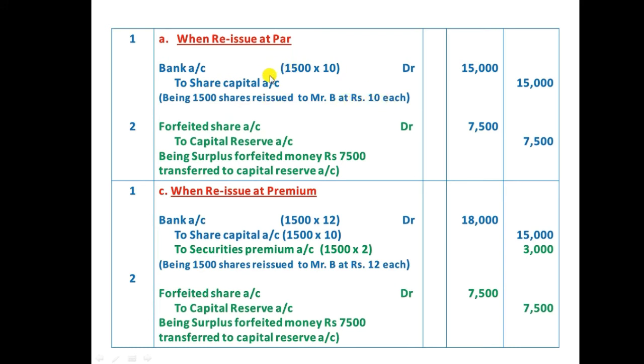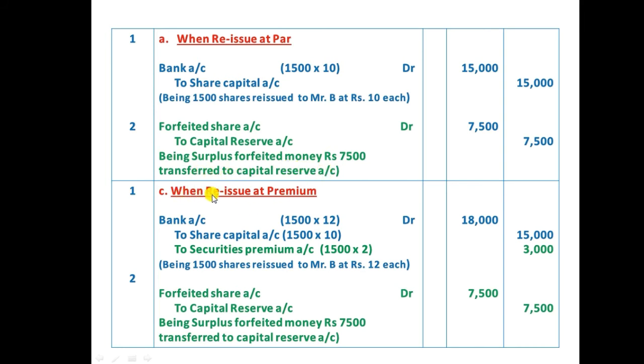After reissue, transfer the excess forfeiture money to capital reserve account. So we need to pass one more entry. Forfeited share account debit to capital reserve account 7500. As we know, at the time of forfeiture, the company got 7500 from Mr. A, that the company will not refund, the company will transfer to capital reserve account. So we should write the narration being surplus forfeited money rupees 7500 transferred to capital reserve account.